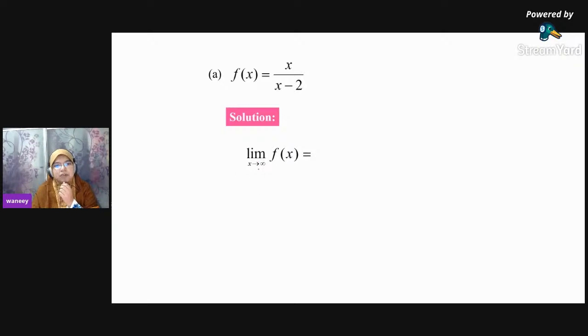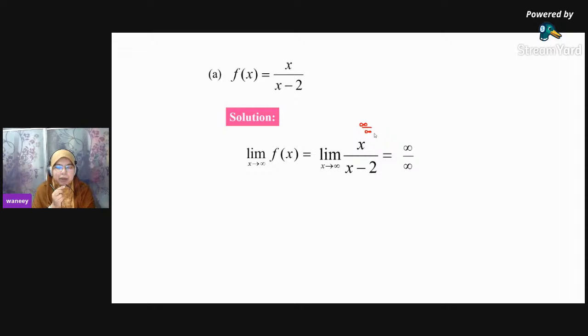Okay, so I check for x approaches positive infinity for f(x) first. To substitute the function, f(x) is x over x minus 2. If you substitute with infinity, you are going to end up with infinity. This one is infinity minus 2, which is simply another infinity. So we will end up with infinity over infinity.